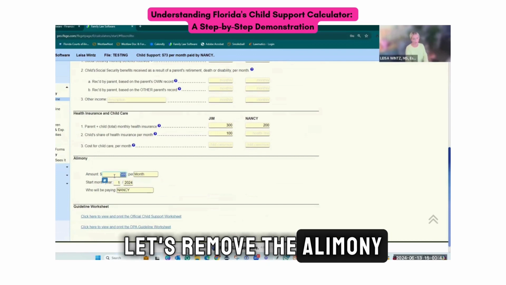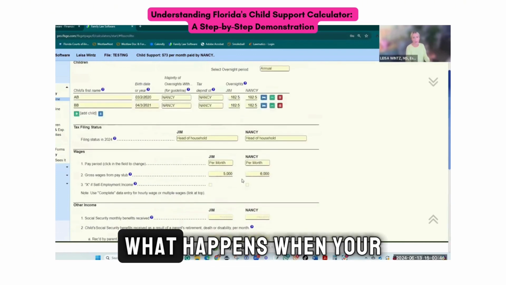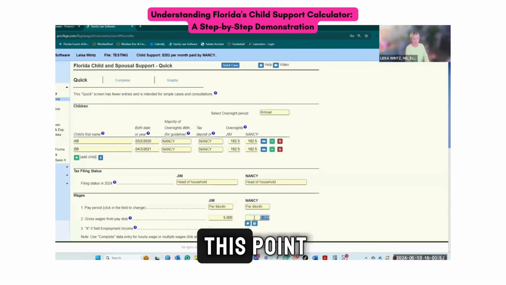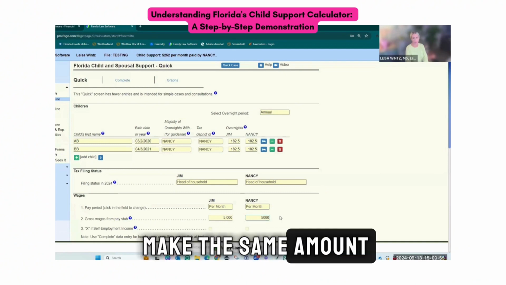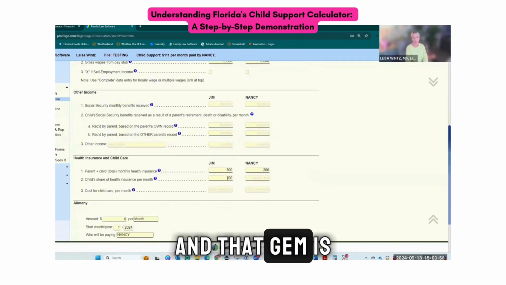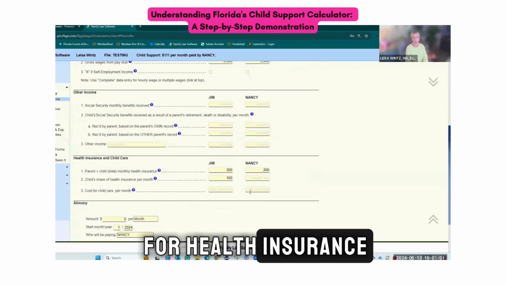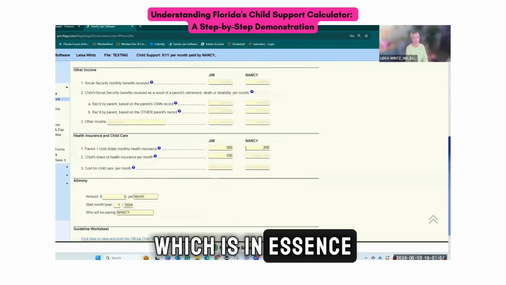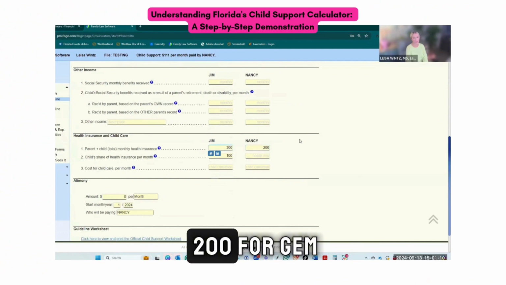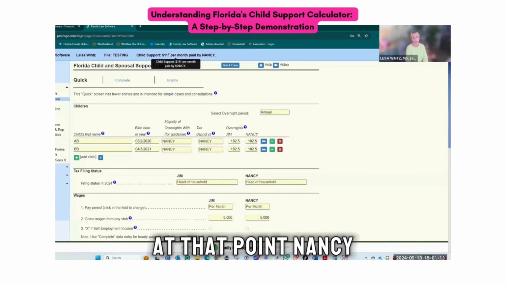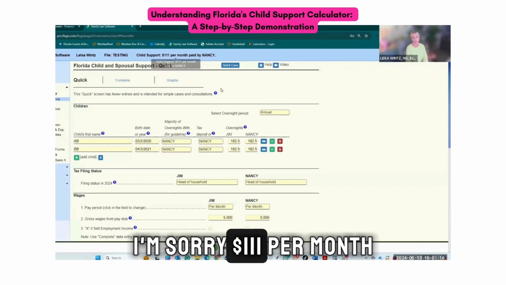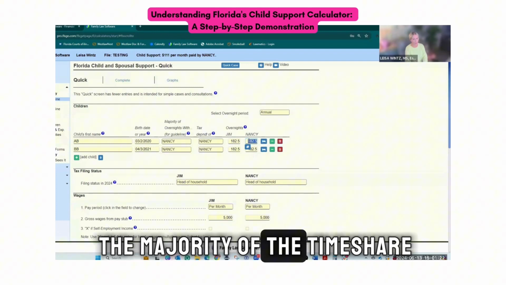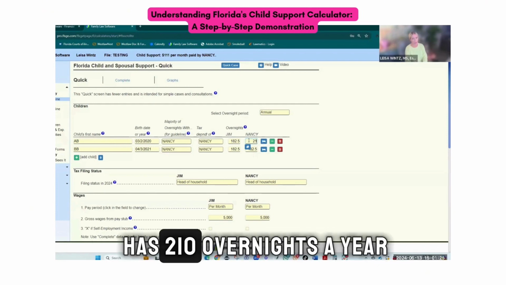Let's remove the alimony for now so that I can show you what happens when your overnights change. With 50-50 overnights, and we'll say at this point that Nancy and Jim make the same amount of money per month, and that Jim is paying the $100 a month for health insurance for the party's child, and they're each paying their own health insurance, which is in essence the same amount, $200 for Nancy and $200 for Jim. At that point, Nancy owes $111 per month.